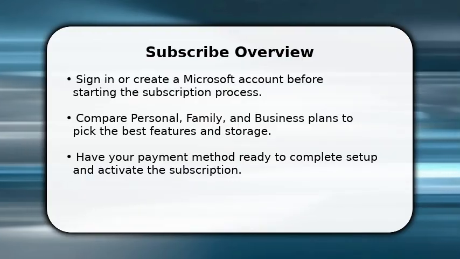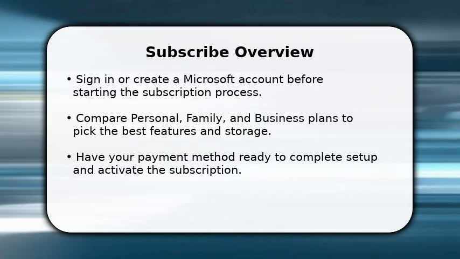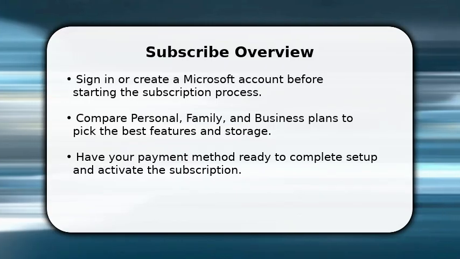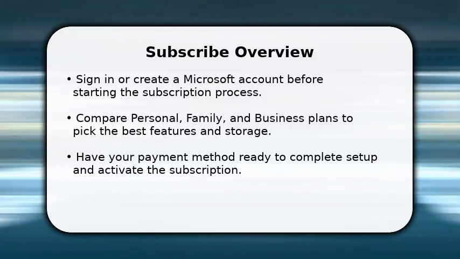In this video, I will show how to subscribe to Office 365. Start by signing into your Microsoft account or creating one if needed, then pick a plan that fits your needs and budget. Choose personal, family, or business, review included apps and cloud storage, and confirm billing frequency. Enter payment details, accept terms, and click subscribe to activate your account. You will then download apps and start using Office quickly.